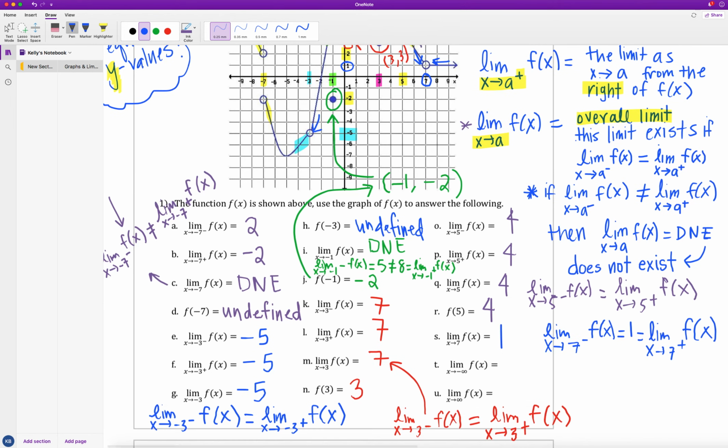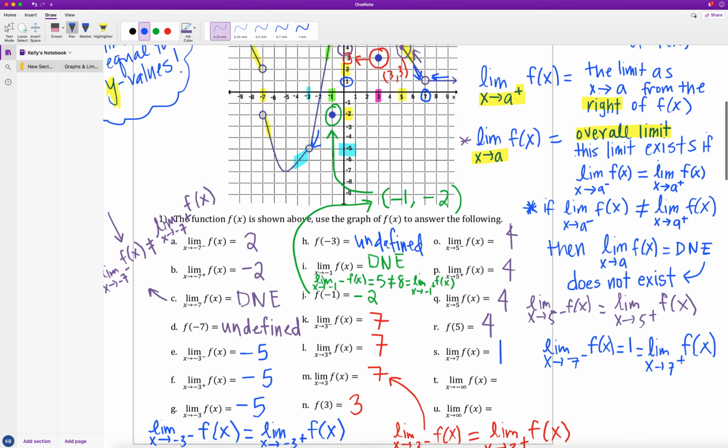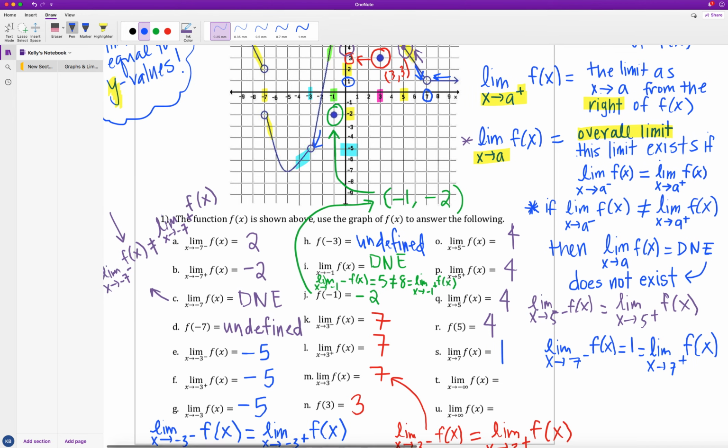Now we've done a lot with this graph so far, and we've got 2 pieces left. Part T says, what is the limit as x approaches negative infinity of f of x? How I found all of these was I started at what that x value is, and then looked to see what's happening with the graph there. I don't have negative infinity on my graph, but negative infinity is representing what's happening as I go off to negative numbers on the x-axis.